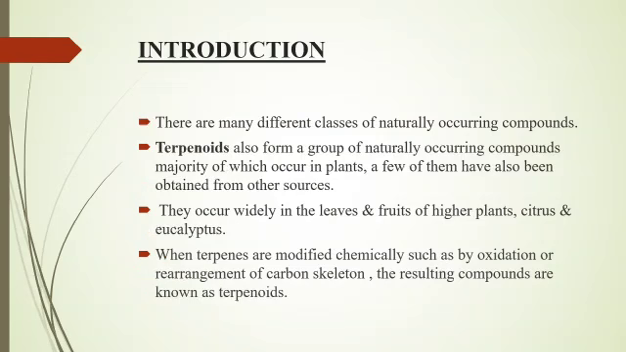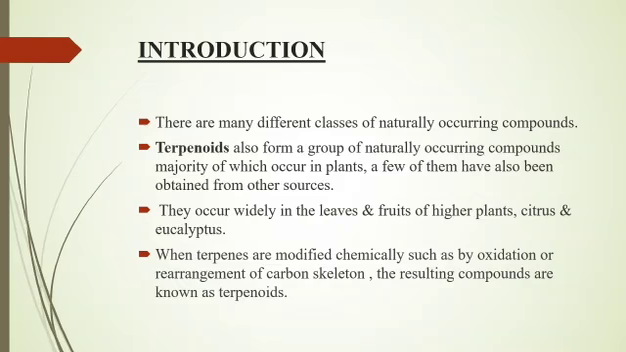There are many different classes of naturally occurring compounds. Terpenoids also form a group of naturally occurring compounds, the majority of which occur in plants. A few of them have also been obtained from other sources. They occur widely in the leaves and fruits of higher plants, citrus and eucalyptus. Terpenes are hydrocarbons and components of resin, and also turpentine produced from resin. The word terpene is derived from turpentine.